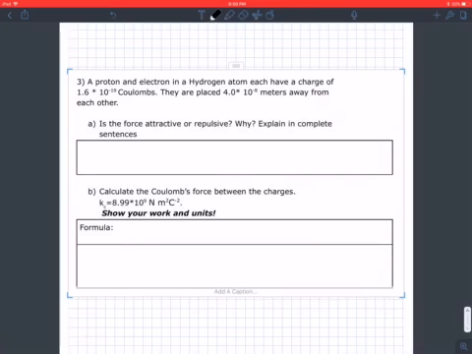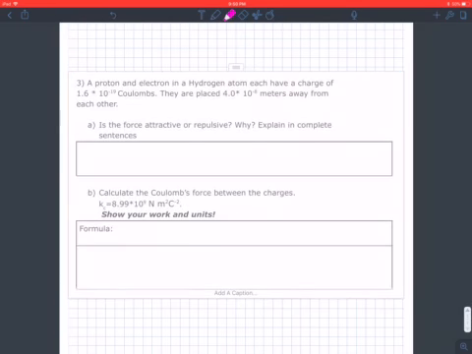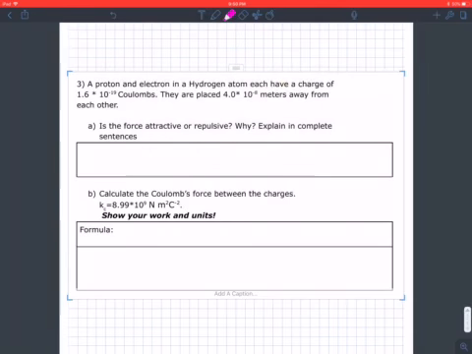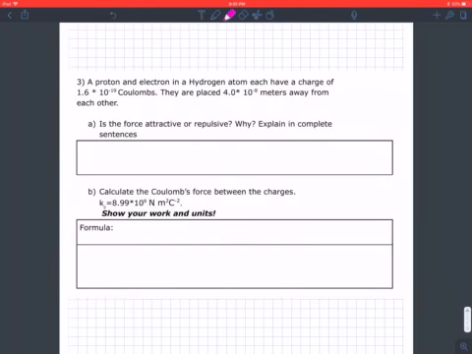So, number 3. There is a proton and an electron in a hydrogen atom. Each have a charge of 1.6 times 10 to the negative 19th coulombs. They are placed 4.0 times 10 to the negative 8 meters away from each other. Is there an attractive or repulsive force?